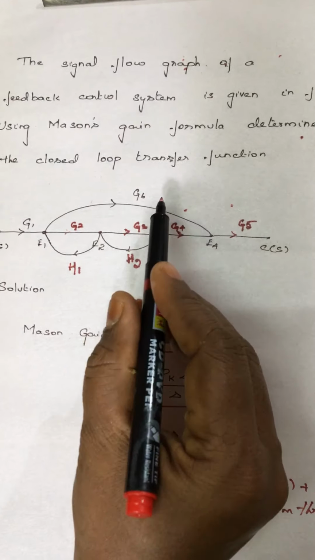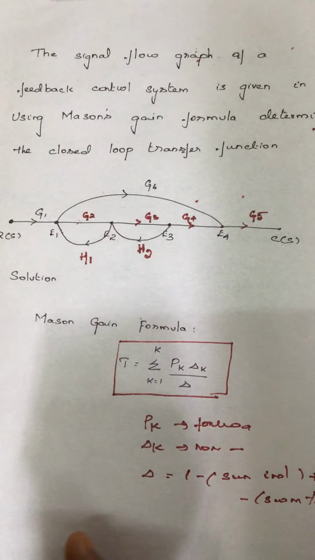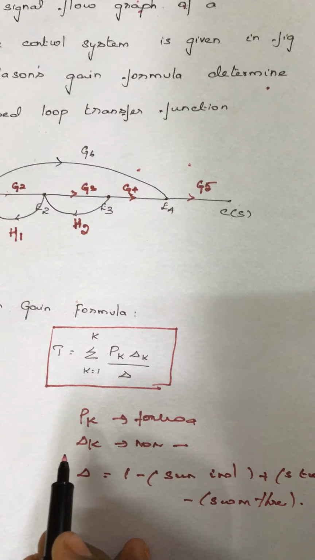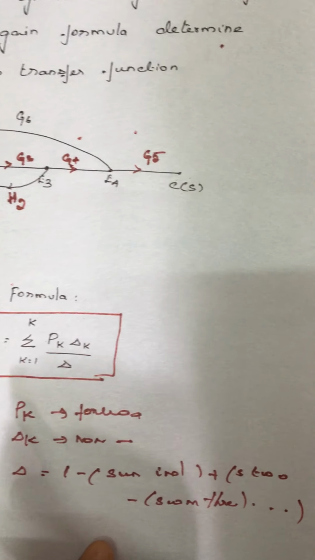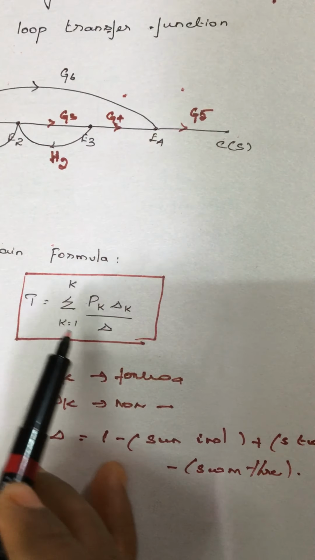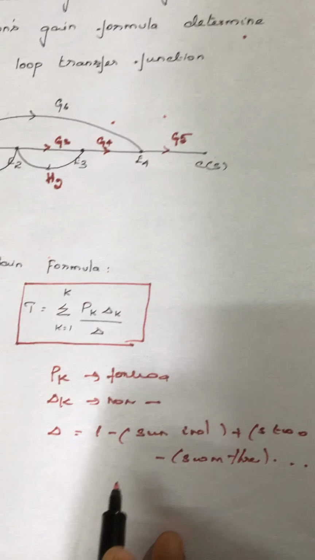To obtain the closed loop transfer function, we are supposed to see about the Mason-Gain formula. It is already discussed and it is given in the playlist. Those who have not seen it in the playlist, please go for the Mason-Gain formula and next proceed with this problem.